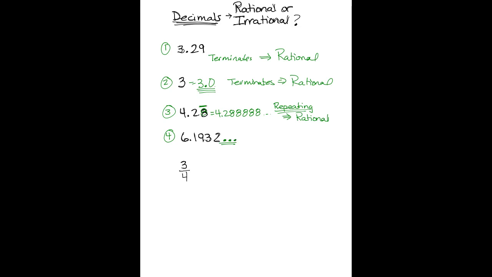Number 4. Again, some notations. These 3 dots here tell us that it does not end. It keeps going. There's no bar on any of the digits, so we know that it's non-terminating. And there's no bars, so we know that it's non-repeating. Since it doesn't end and it doesn't repeat, that tells us it's irrational.